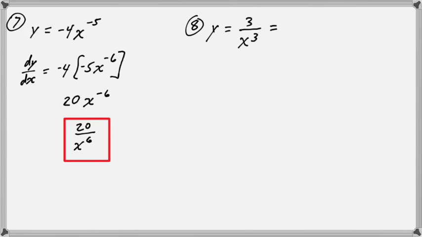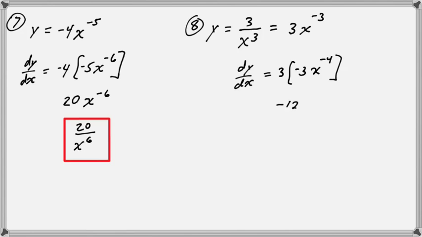On number 8, I would have to rewrite it. 3x to the negative 3. Now I could take the derivative using the power rule. Keep the constant factor out front. Power is negative 3. The base is x. 1 less power would be negative 4. So that's negative 12. No, 3 times 3 is not 12. Negative 9, x to the negative 4, which simply means negative 9 over x to the 4th.